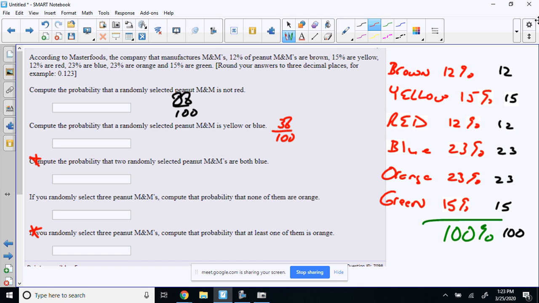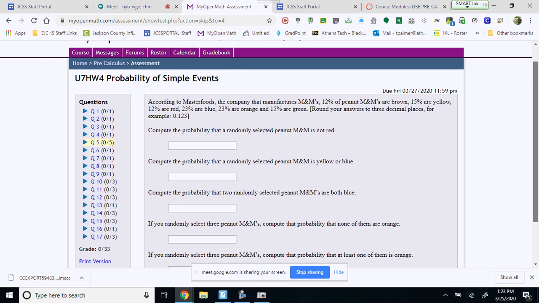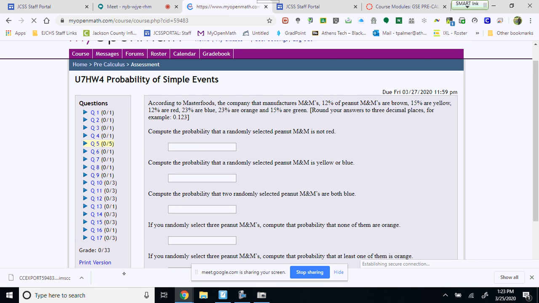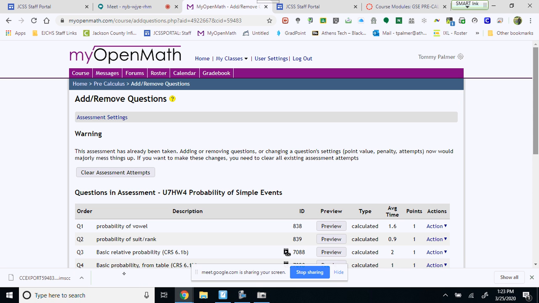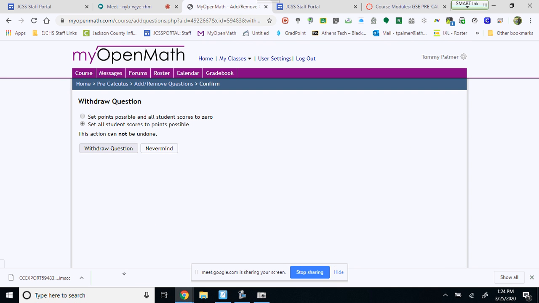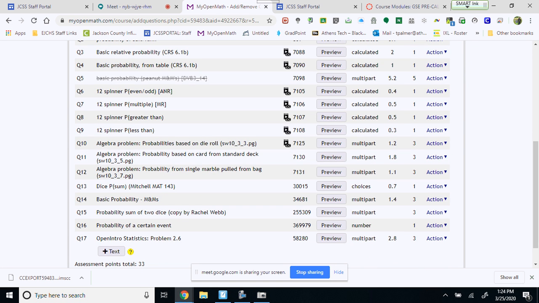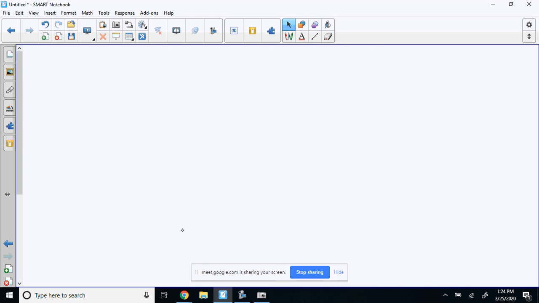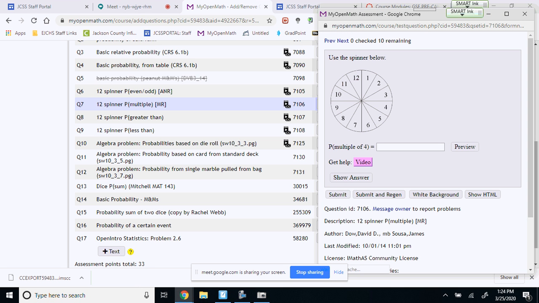Okay, so which problem was this? Number 5. Probability, and I don't think I put that on there. So let's see. All right. What's another one? All right. Let's see what it gives us.